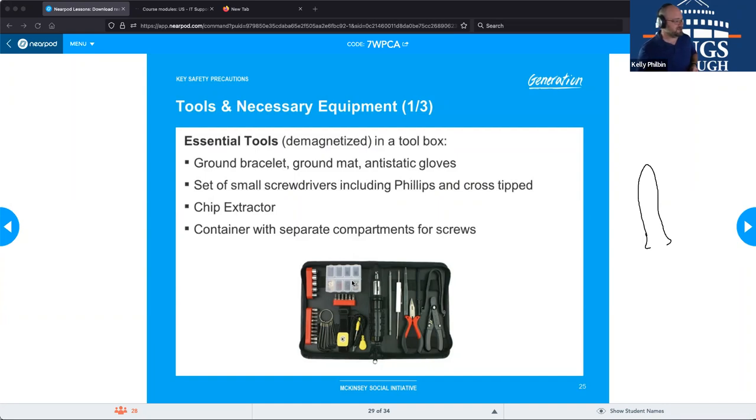This kit also comes with these little containers where you can put the screws in, so you can organize your work as you go. This right here on the end is the chip extractor. It looks like a little horseshoe, and it has these little hooks on either side of it like that.